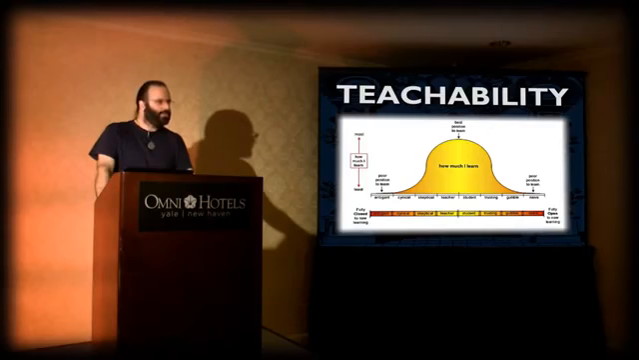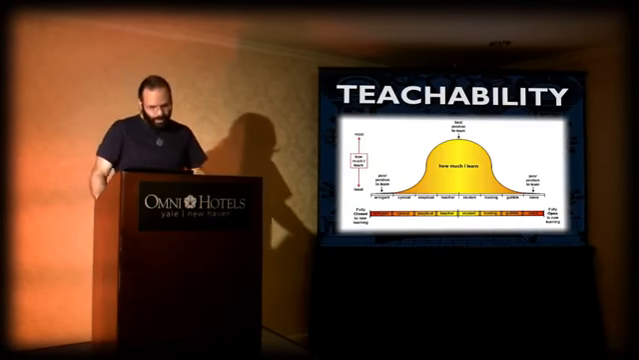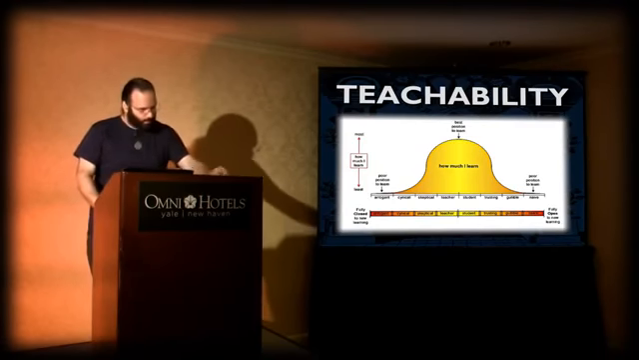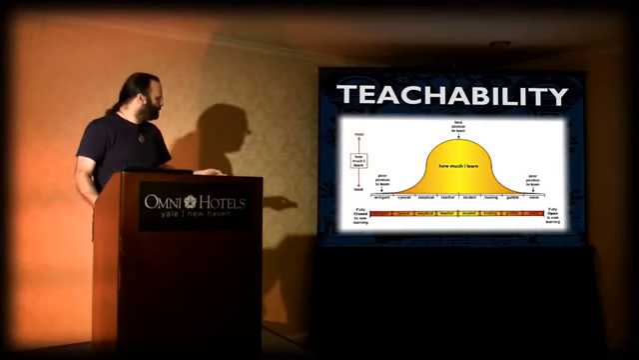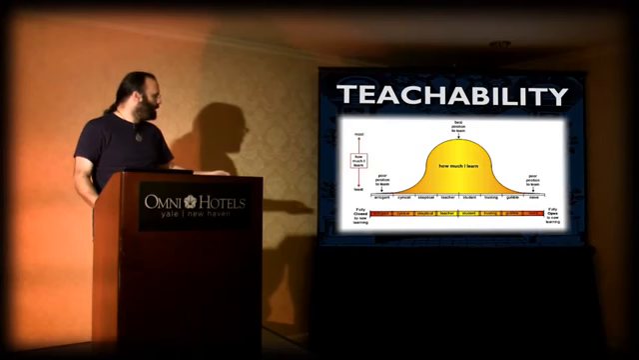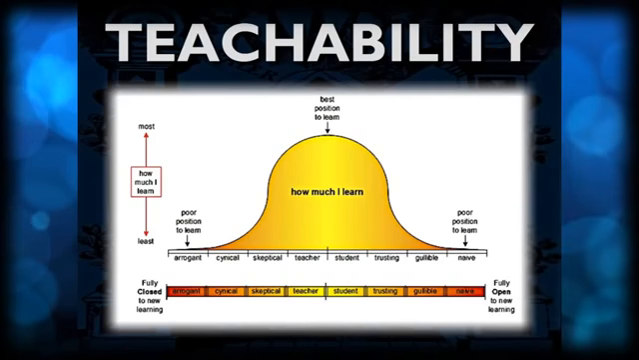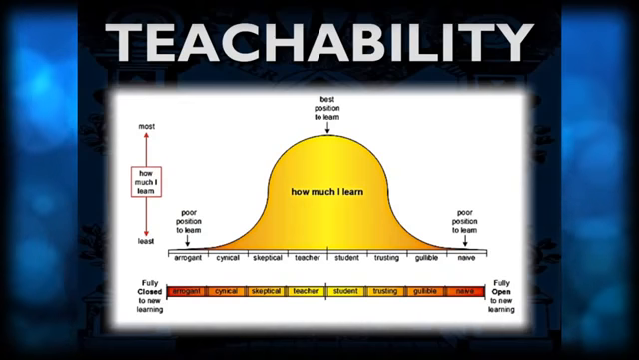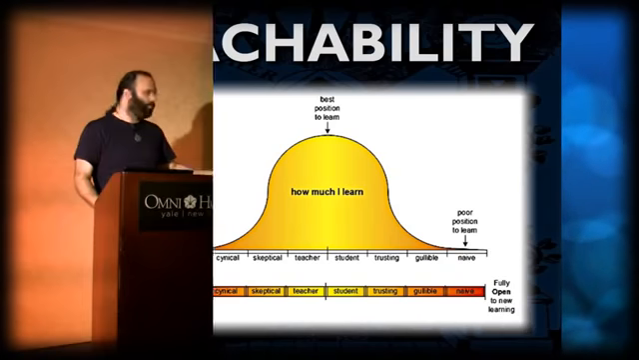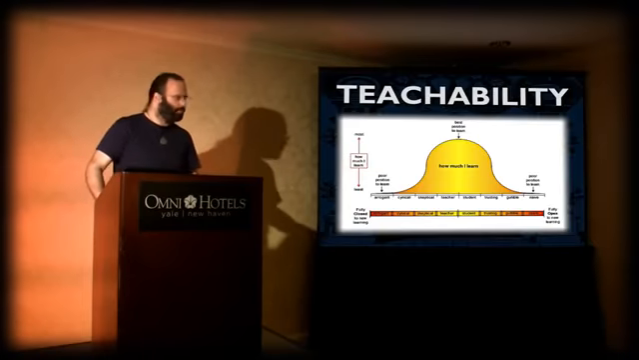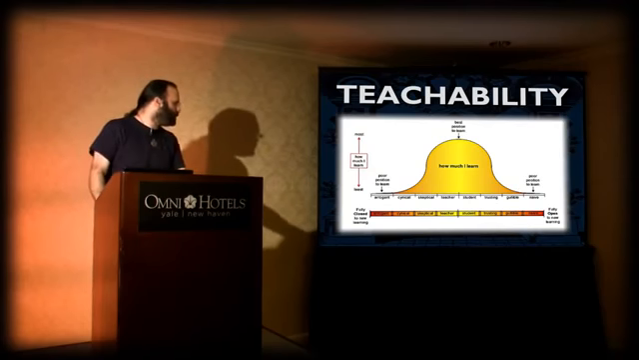This is called a teachability bell curve. And down here is the mental state of the student, and it goes from arrogance, cynicism, skeptical nature, a teacher, a student, and then up to being trusting, then being gullible, and then being outright naive. So that's the whole spectrum of teachability.